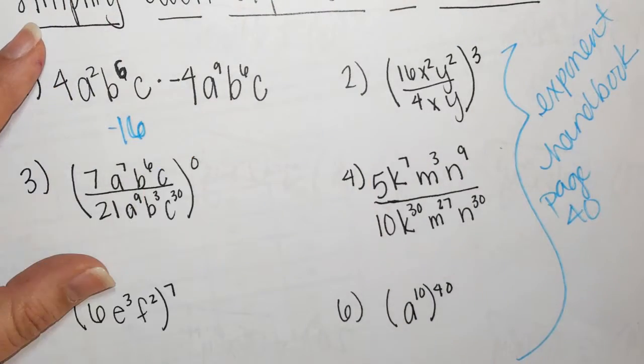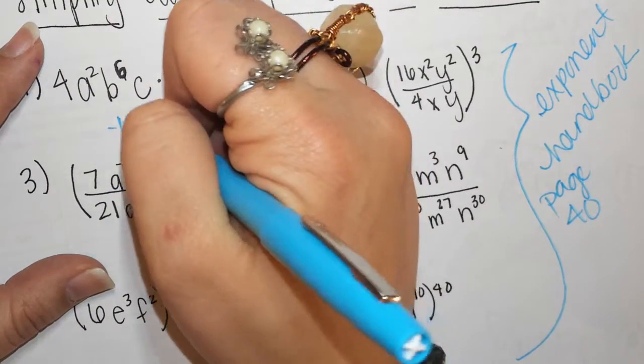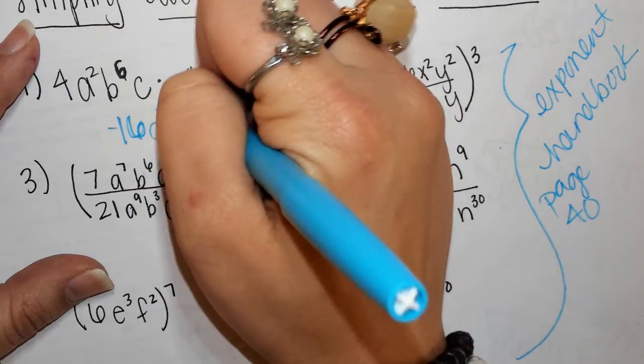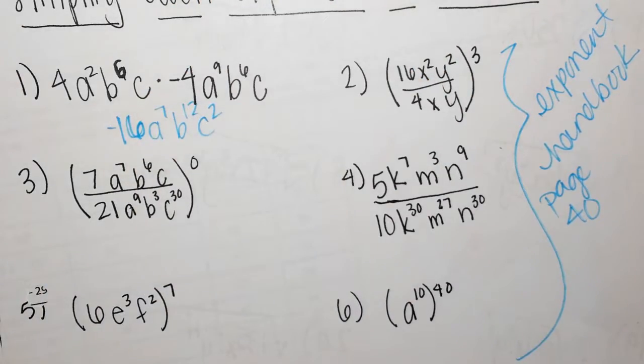When you multiply like bases, what do you do to the exponents? Add. So a to the 7th, b to the 12th, c squared. How many of us got it right, without copying somebody's notebook this morning?